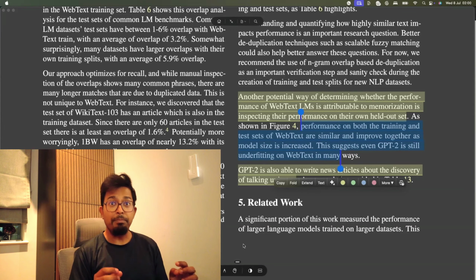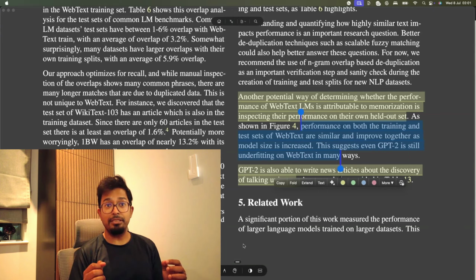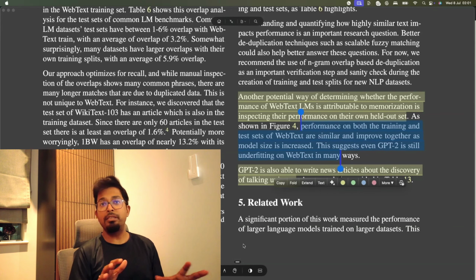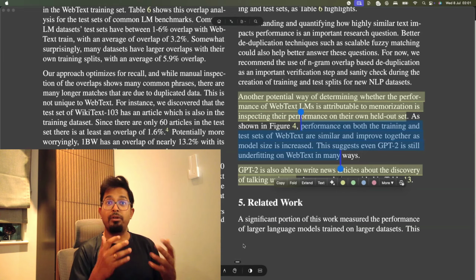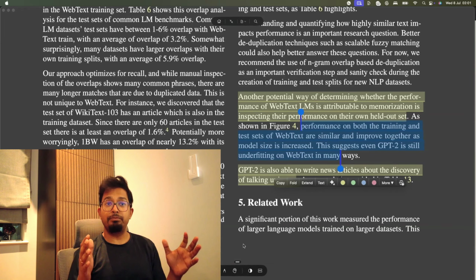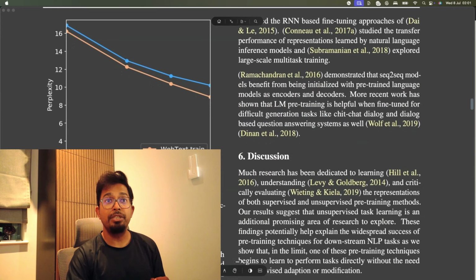In the context of this paper, when performance on both training and test sets of WebText are similar and both improve together as model size increases, it essentially tells us that we have not hit the point where bigger models stop helping. As of when the paper came out, the models were still underfitting their full potential. More pre-training would unlock even better performance. And you can see here how the model performance is changing as the parameters improve.